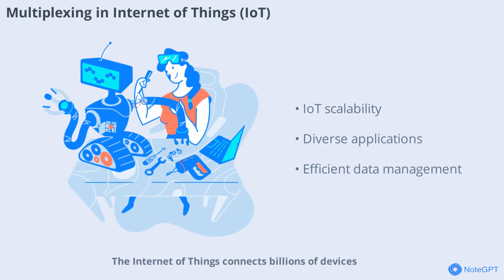Internet of Things connects billions of devices, from smart home gadgets to industrial sensors. Multiplexing is crucial for managing the massive amount of data generated by these devices. By efficiently sharing communication channels, multiplexing enables IoT networks to scale and support diverse applications, from healthcare to transportation.